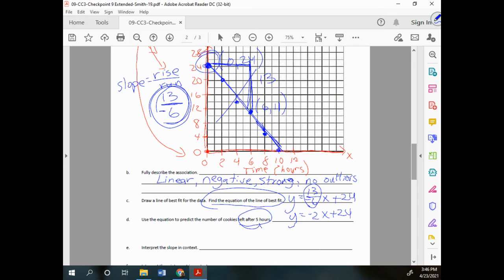Now they want us to use our equation to predict the number of cookies left after 5 hours. Would the 5 replace the y, or would it replace the x? If you look here, x is time, y is cookies, even though I forgot to label my axes. After 5 hours, it's going to replace my x, because x is talking about the time. So y equals negative 2 times 5 plus 24. y equals negative 10 plus 24, which means y equals 14. There'd be 14 cookies left, which is the answer to this problem.